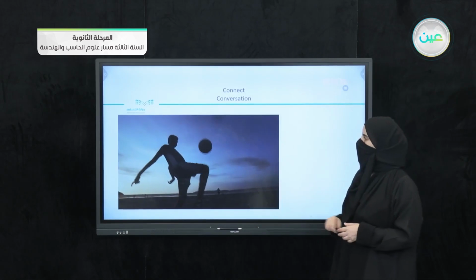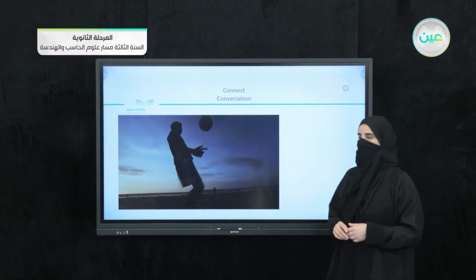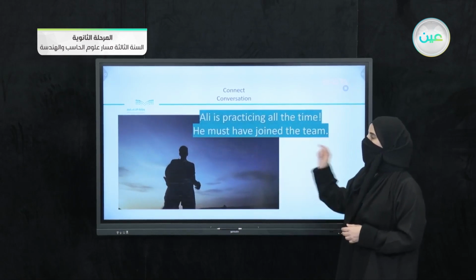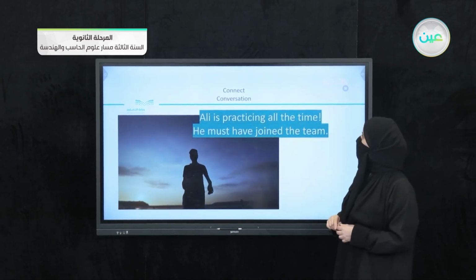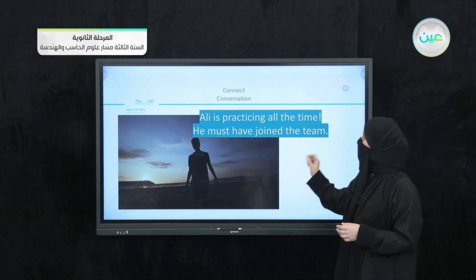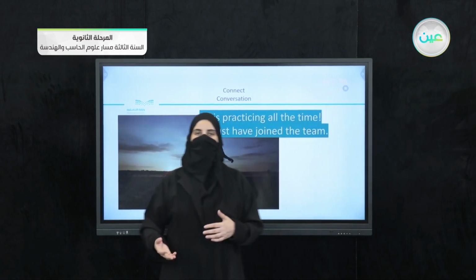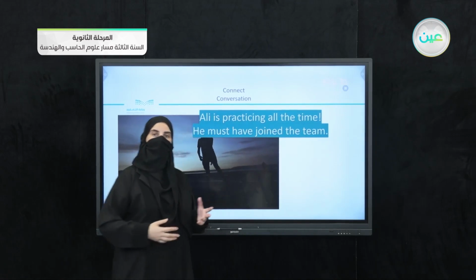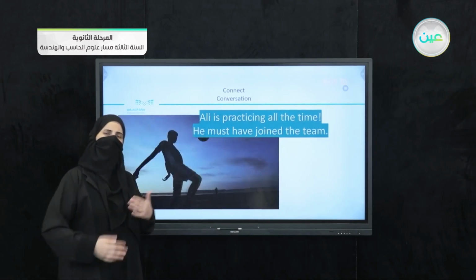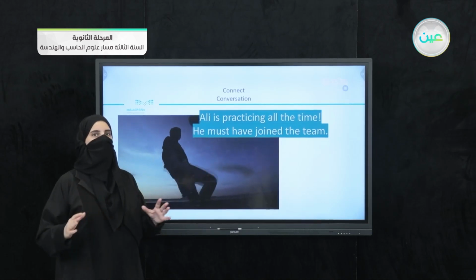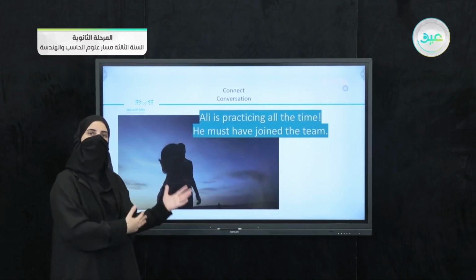Moving on. Now we have this boy, he is playing. What can I say about him? Ali, for example, is practicing all the time. He must have joined the team. So let's say that there is a school team here, or like a club. You can see that there is someone who is practicing all the time, so he must have joined. Do I know? No, I'm just assuming because I see something is happening.